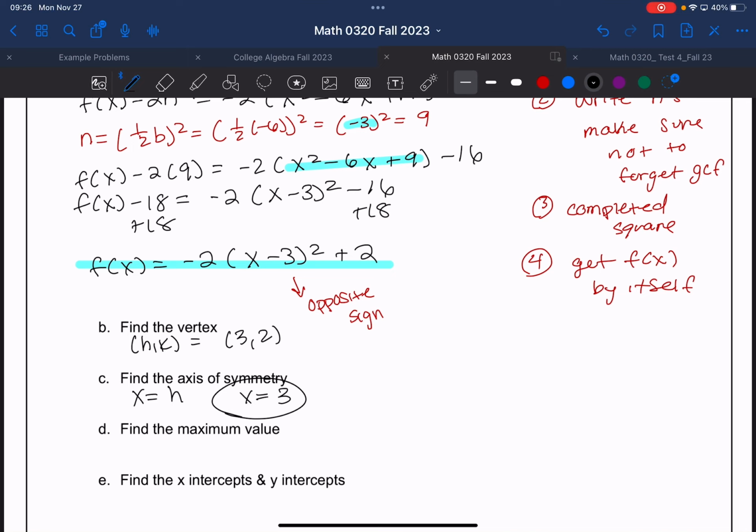Okay, it says find the maximum. Remember, the maximum or the minimum is both what value of the vertex? K. So maximum equals k, which means maximum equals 2.